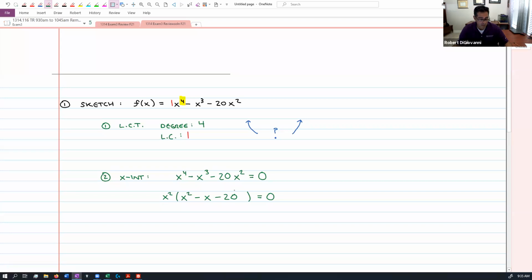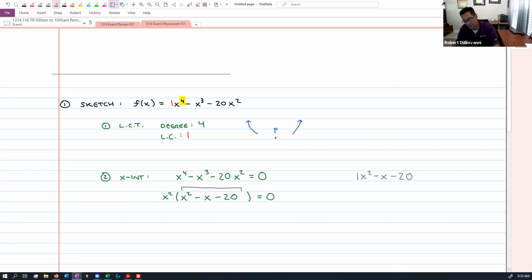So that's where we are. And now what I need to do is figure out, can I break this down further? Can I take x squared minus x minus 20 and factor it further? So this is a trinomial. We talked about this throughout the semester, how to do this.